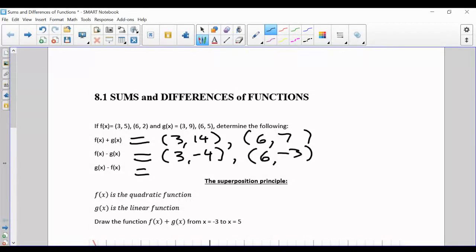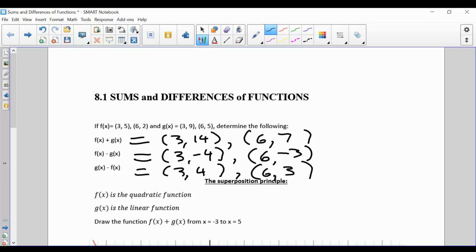Last one is just simply reversing the order in which I am subtracting. So why don't you give that one a shot? What are the coordinates that you would have if I were to subtract them the other way? What do you think, folks? Alexa thinks it's, and Chrisania also, by the way, thinks it's 3, 4, and 6, 3. Well, you're actually both right.